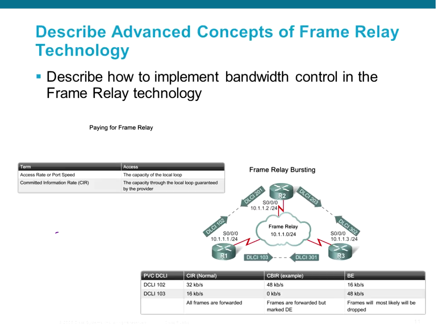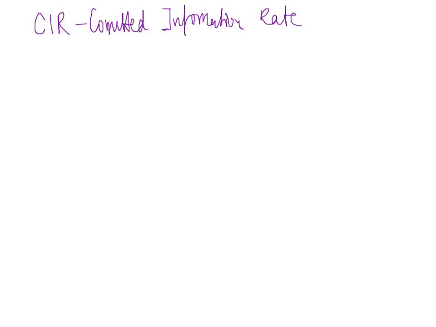Now, at the beginning, I told you that you will ask a service provider to create a virtual circuit with a certain bandwidth. The bandwidth that frame relay is using is called committed information rate, CIR. So committed information rate is a guaranteed amount of bandwidth.